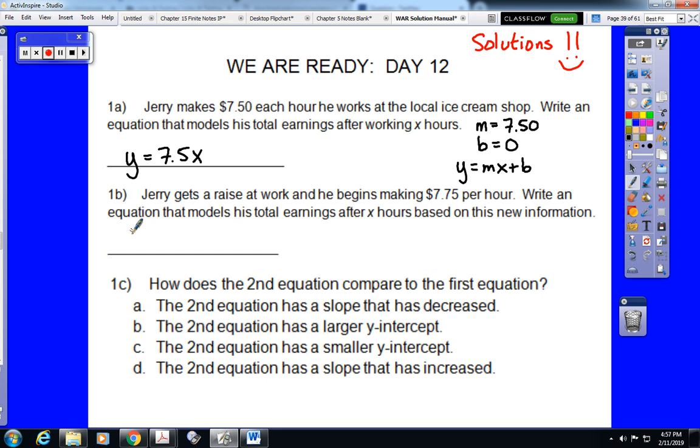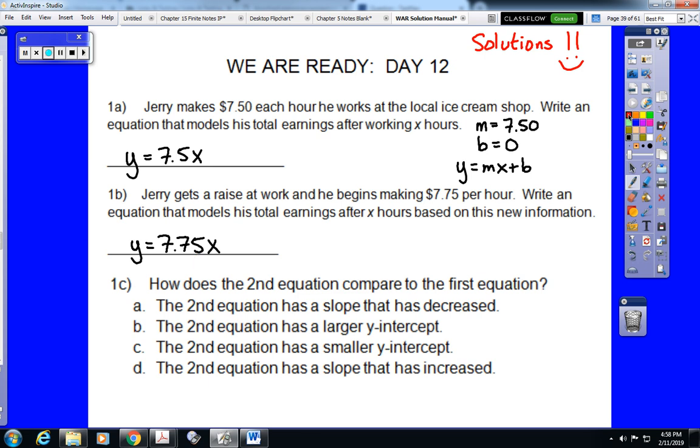Part B says Jerry gets a raise at work and begins making $7.75 per hour. Write an equation that models his new earnings after X hours based on this new information. Well, 7.5 was what he was making earlier, and that was the slope. So all we're going to do in Part B is change the slope from 7.5 to 7.75.